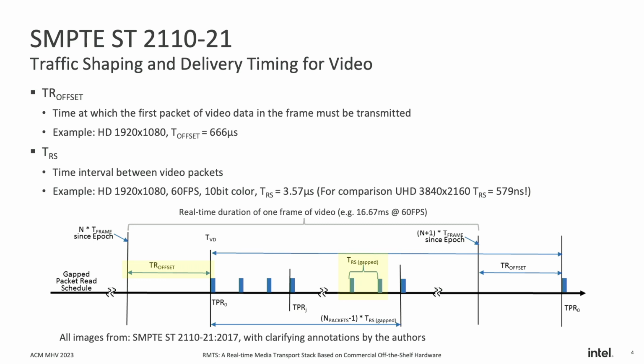And so there are really two parameters that are critical when transmitting video in the ST2110 standard. The first one is something called TR offset. This is the time before you can transmit the first packet of pixels after the video frame has actually started. The frame time has started. And then after that, there's a TRS parameter, which is the inter-packet gap. And it has to be very precise so that you don't overflow any of the video equipment buffers.